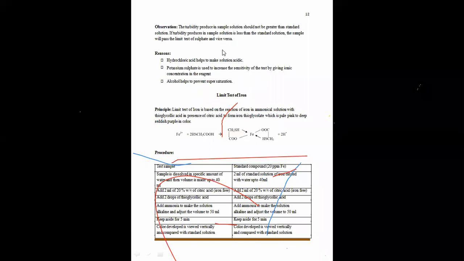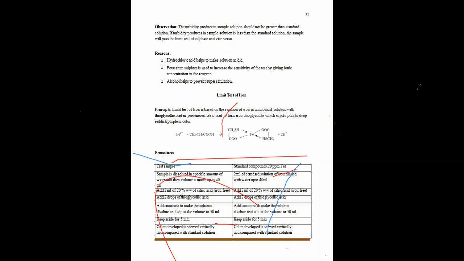If it is greater than the standard solution, then it will not comply the limit test of sulfate ion which is given by the Indian Pharmacopoeia. Now, what are the reasons behind adding hydrochloric acid? As in the earlier case, nitric acid is added to make the reaction mixture acidic.